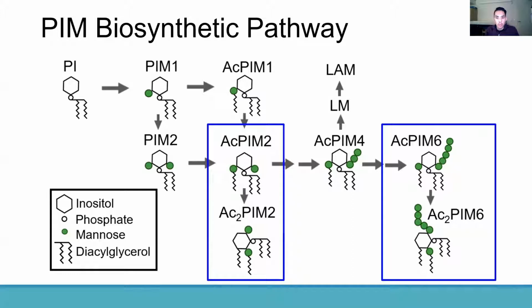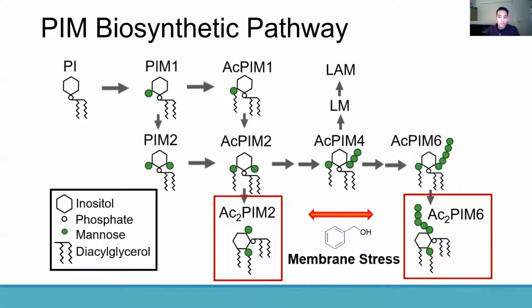So ACPIM2 and ACPIM6 are the predominant forms of PIMs, while diacyl PIMs such as diacyl PIM2 and diacyl PIM6 are secondary products produced in smaller amounts. And it was found that during membrane stress caused by treatment of cells with benzyl alcohol, a membrane fluidizer, diacyl PIMs become dominant compared to monoacyl PIMs. This suggests that an acyl chain is being added to the inositol of ACPIM2 and ACPIM6. The structure of benzyl alcohol is located in this image right here.